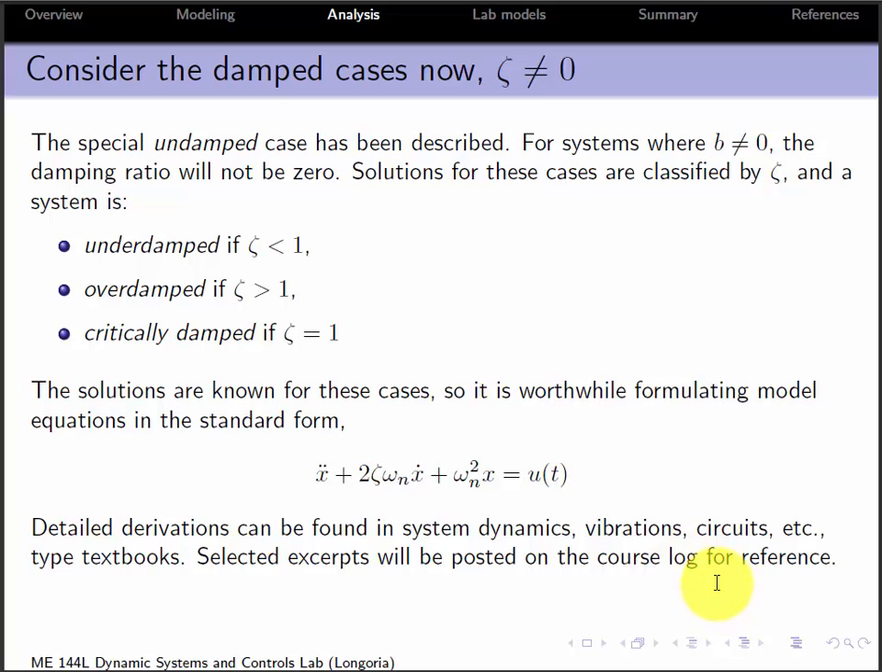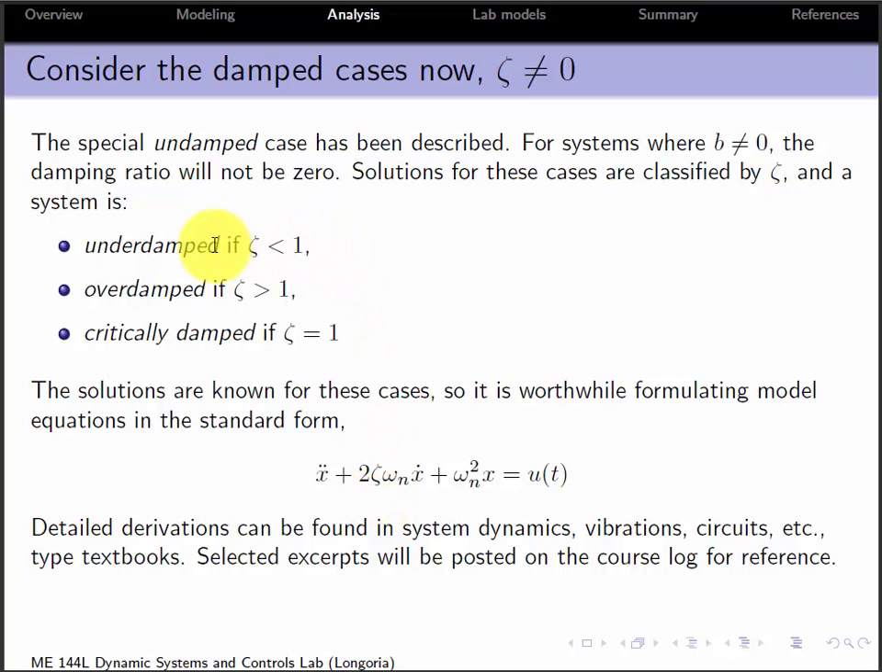Okay, so now let's consider the damped cases. Again, I'm assuming that you've seen this in other courses in physics and your circuits class. These second order systems are familiar. You always study this, right? These are second order ODEs. The solutions are classified by the damping ratio, and as I showed you, you put your model into the standard form and you solve for that zeta. That tells you what kind of solution you're going to have, right?